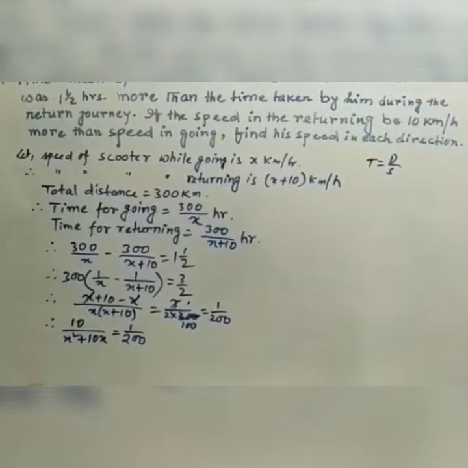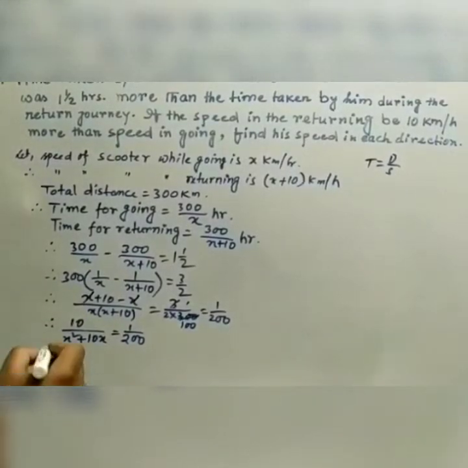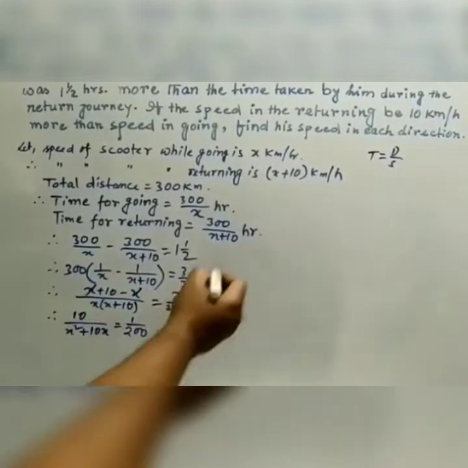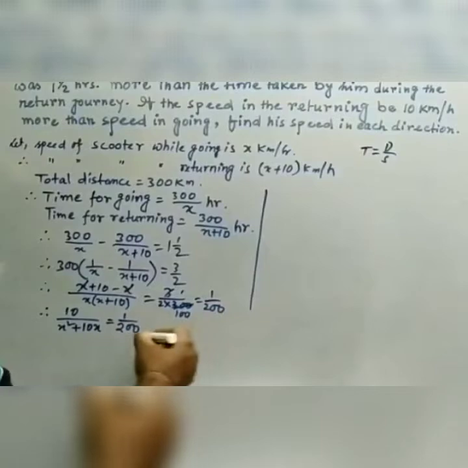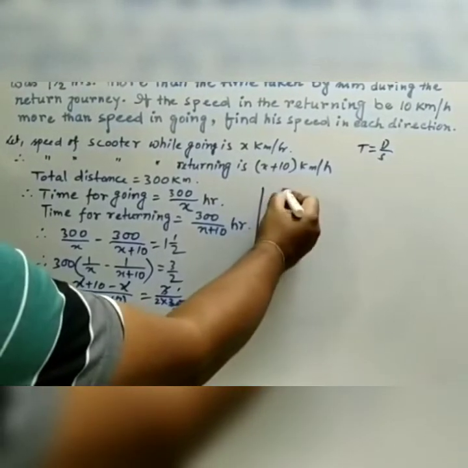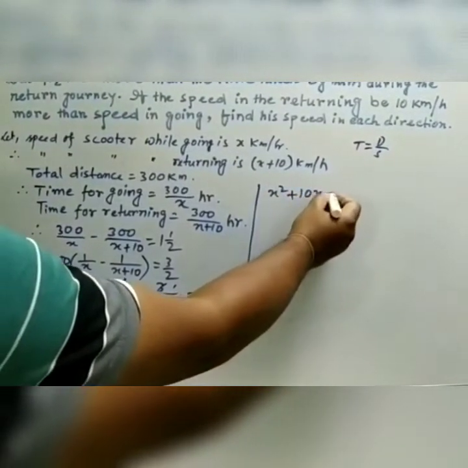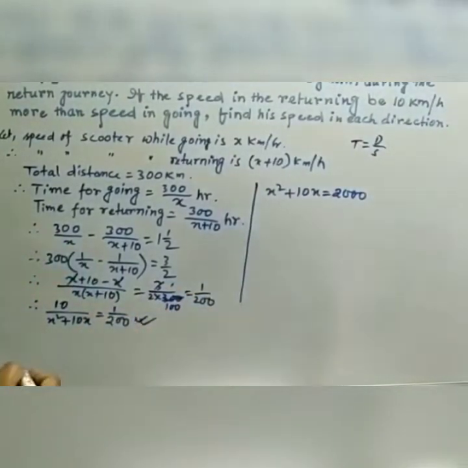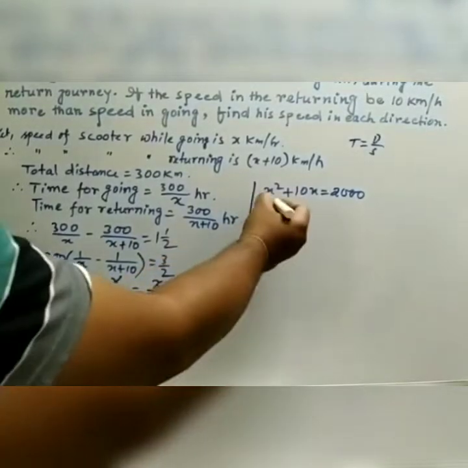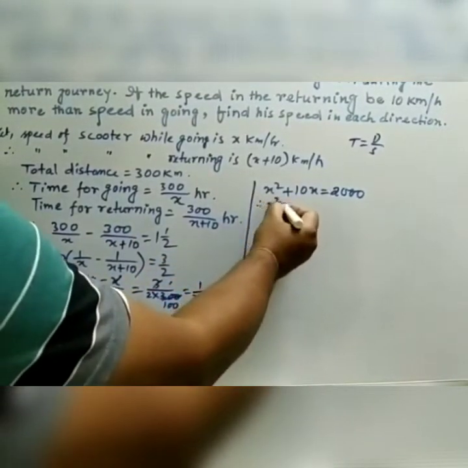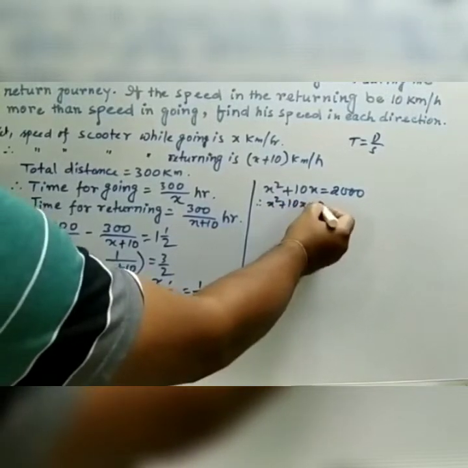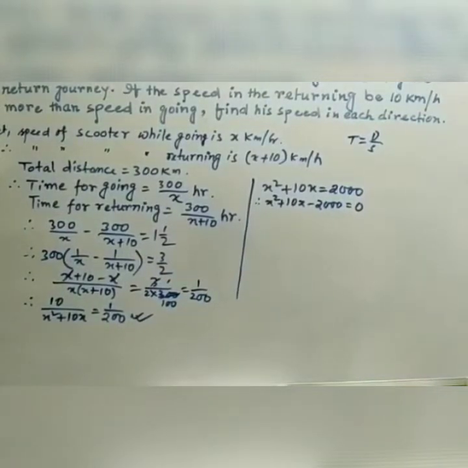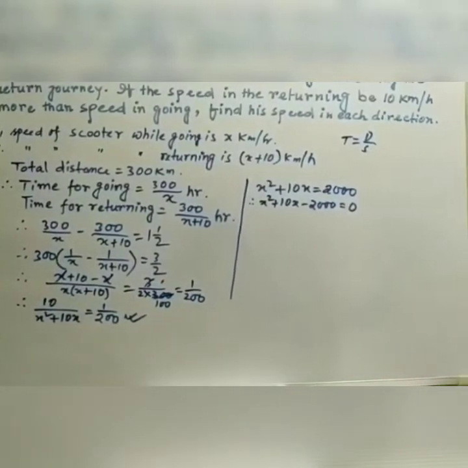Okay, so now we will do the cross multiplication. If we do the cross multiplication, we are getting a quadratic equation, and you can see I am writing here that by the cross multiplication we are getting from here x square plus 10x equals to 2000, because 200 into 10 is 2000, and that 2000 will come here. So x square plus 10x minus 2000 equals to 0. So we will use the middle term factor.